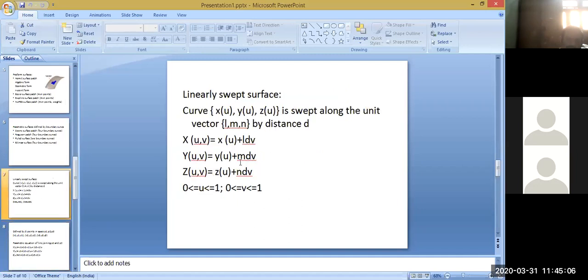So this is the equation. This is the equation for the linear surface. L is the direction cosine. For each curve, each direction has a cosine value. L is the direction cosine of the particular curve developing along the x coordinate. M is the direction cosine on the y coordinate. N is the direction cosine on the z coordinate.